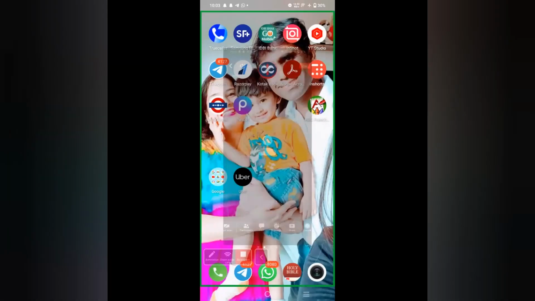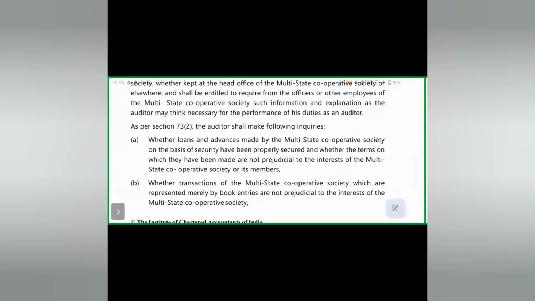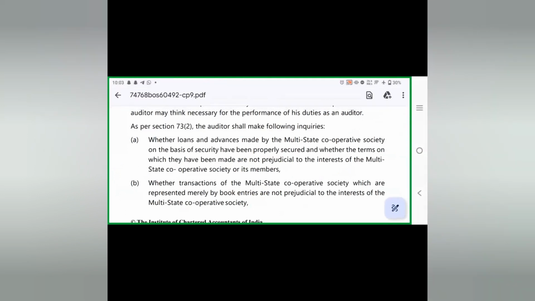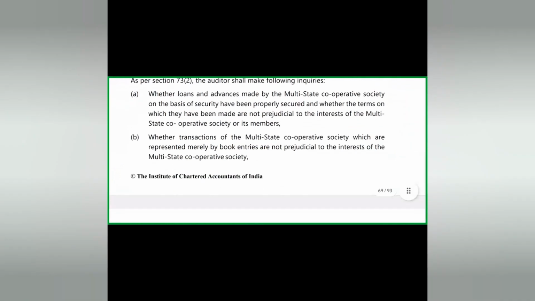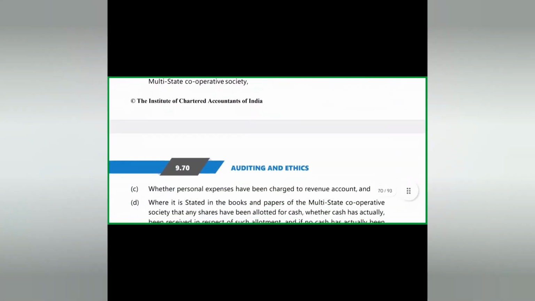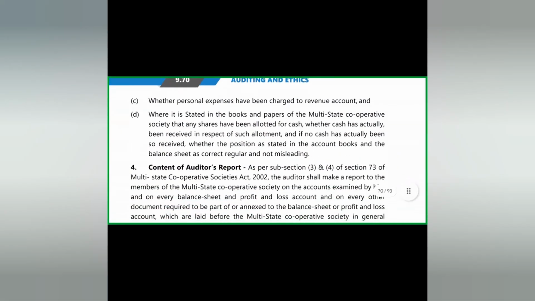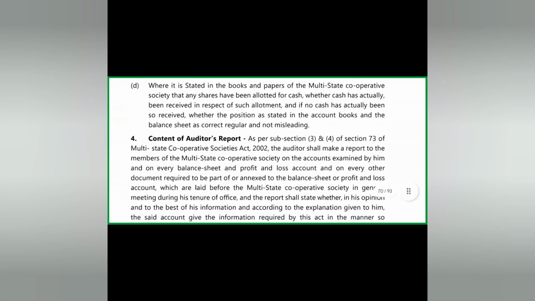Right, apologies, guys. So the auditor shall make following inquiries: whether the loans and advances have been properly secured, no entries are prejudicial, whether personal expenses have been charged to revenue account, where it is stated in the books and papers of the multi-state cooperative society that shares have been allotted for cash, that cash has been actually received. That also has to be cross-verified.